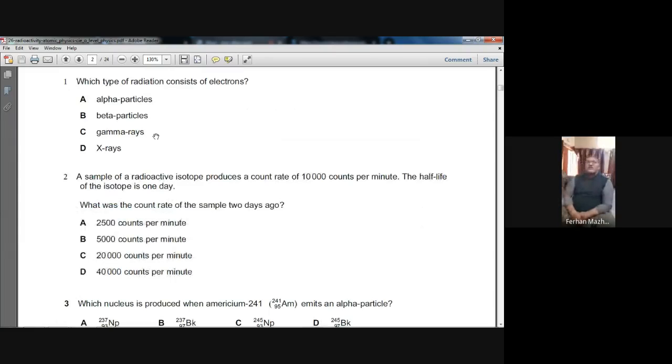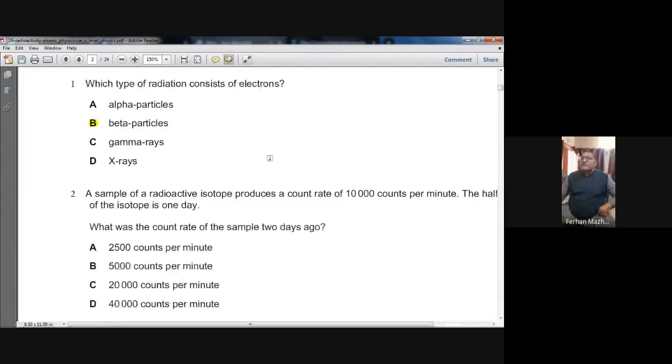On your screen we have the first question: which type of radiation consists of electrons? The radiation is of three kinds: alpha, beta, gamma. And the beta particles, they are negatively charged. So the radiation which is like electrons is beta. So the choice is B. Do you understand?